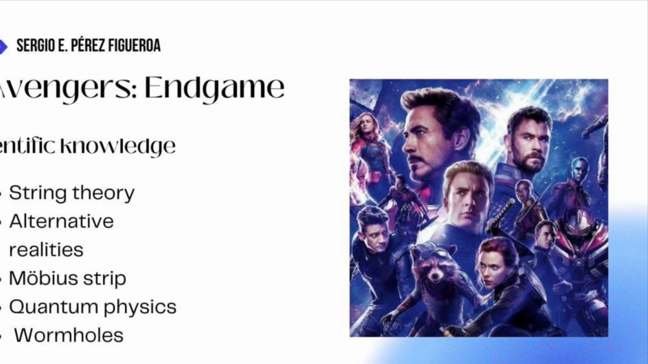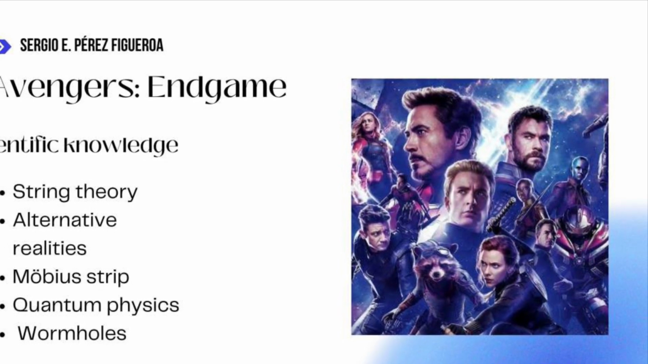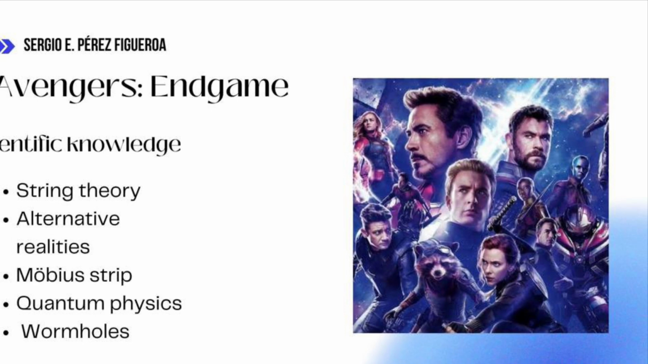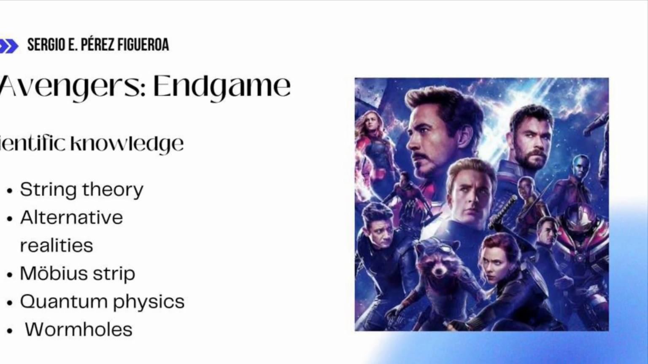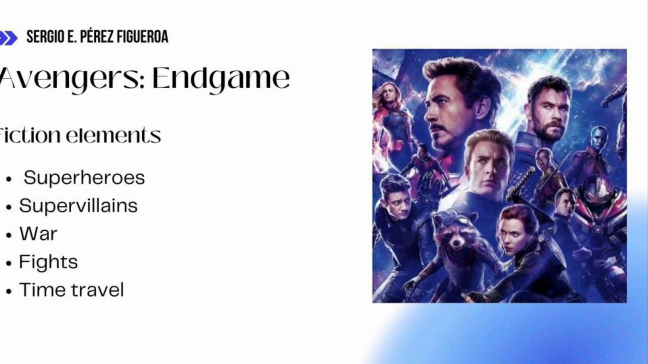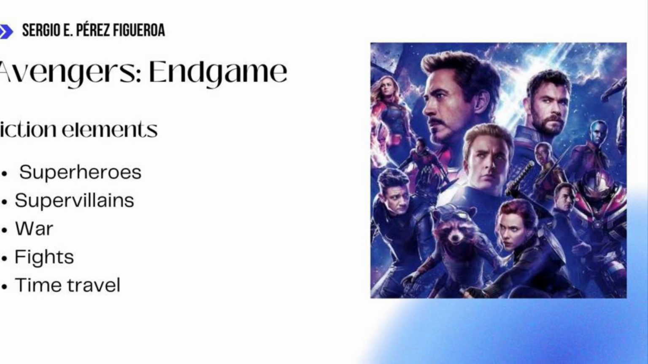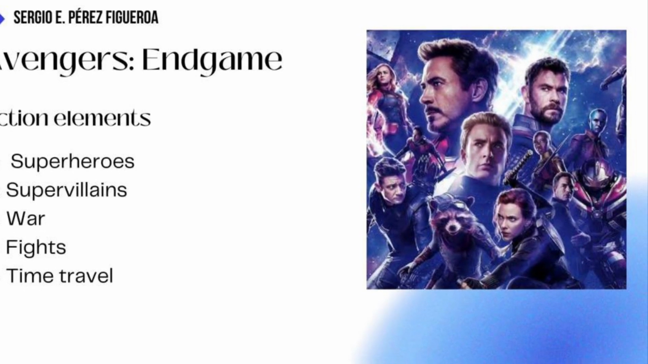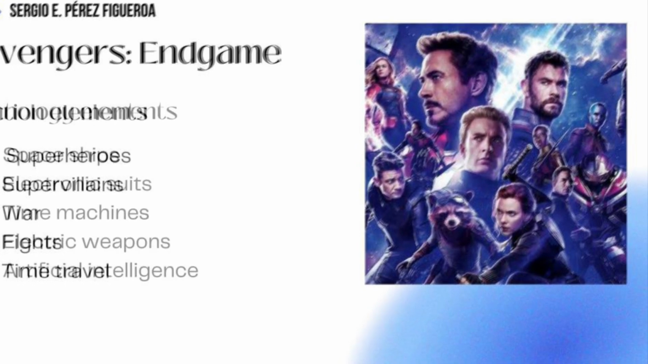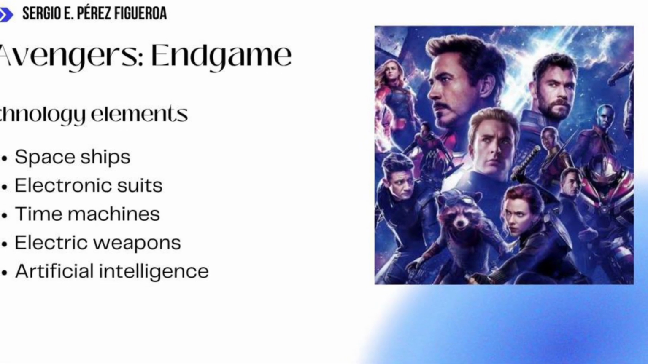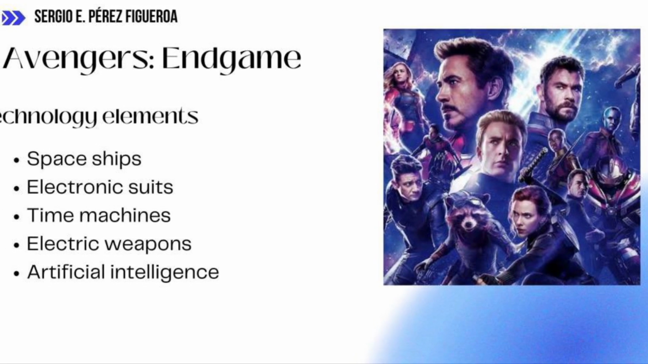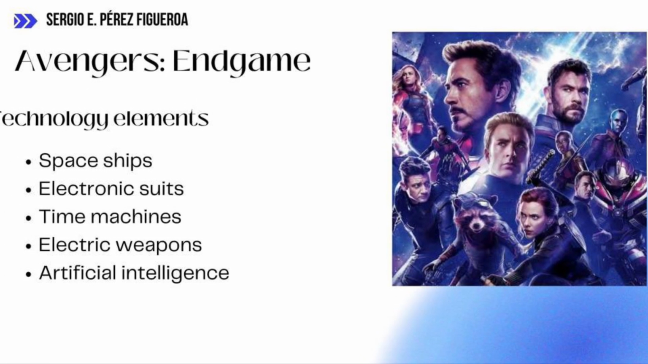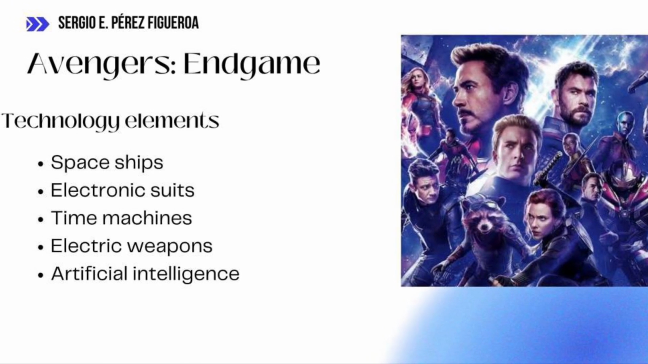Avengers Endgame is a science fiction movie that is mainly based around some real scientific theories and elements, like time travel, string theory, alternative realities, Mobius strip, quantum physics, and wormholes. By being a superheroes movie, the fights, war, supervillains, superheroes, fictional missions, and some other non-scientific aspects are involved in the topic of the film. Giving a look to the technology involved in the plot, spaceships, electronic suits, time machines, electric weapons, and artificial intelligence take part in the movie and the characters.